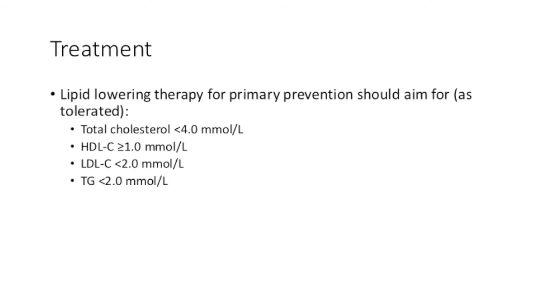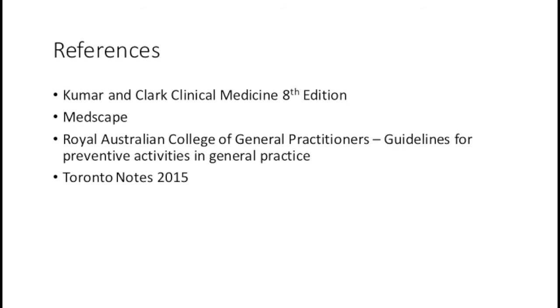So now, once we have patients on lipid lowering therapy, what are our goals? Particularly for primary prevention, we should aim, as tolerated by the patient, for a cholesterol of less than 4, HDL of greater than 1 micromoles per liter, LDL of less than 2 micromoles per liter, and triglycerides of less than 2 micromoles per liter. So this brings our talk to an end.